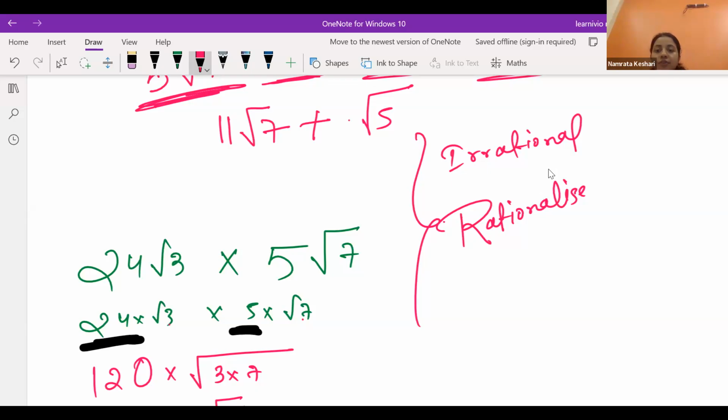Before the next class, make sure that you are doing rationalization and locating or representing root 2, root 3, root 5, these numbers on the number line. Okay, and let me know in the next class if you are having any doubt or difficulty from here on. Clear? Yes, ma'am. Okay.